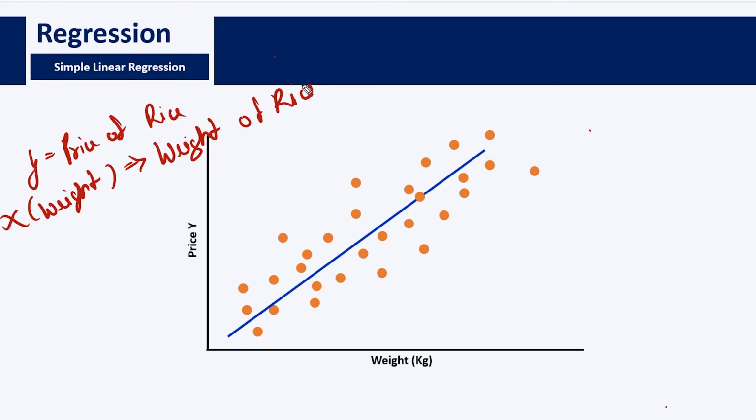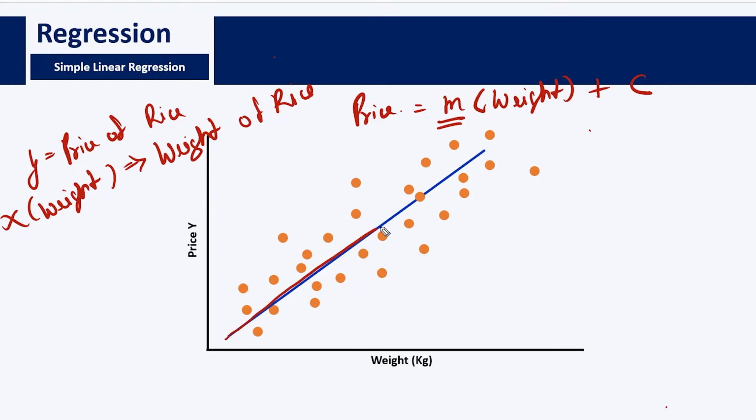So here, for understanding the working of linear regression, we are using a single predictor, which is weight. So the equation is y equals mx plus c, where x is your weight, and y is my price. If I find the value of m, I can draw this line.